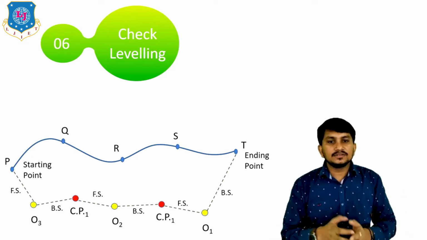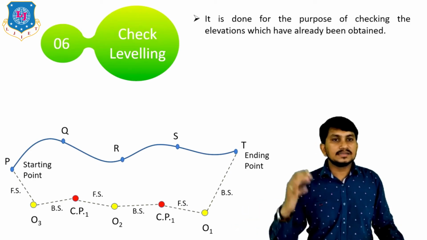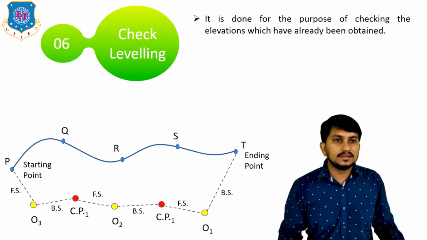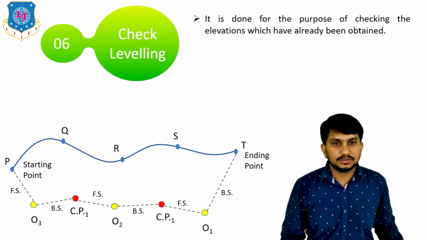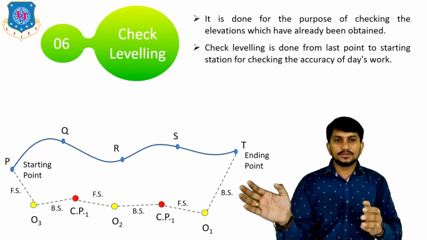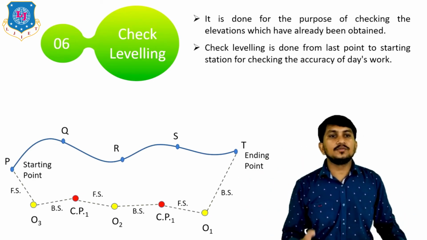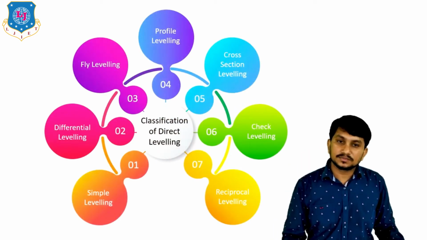Okay, it is also one type of differential leveling because number of setups are used. It is done for the purpose of checking the elevation which we have already calculated or obtained. Check leveling is done from last point to starting point for checking the accuracy of day's work. Okay. This is where check leveling is used.